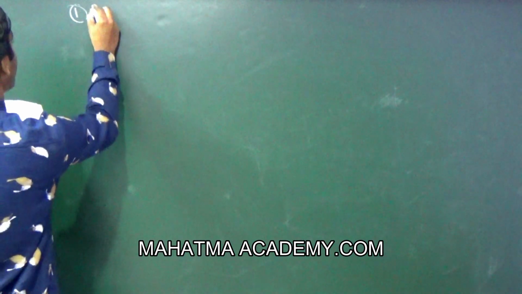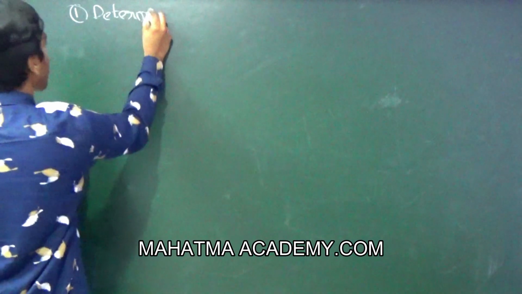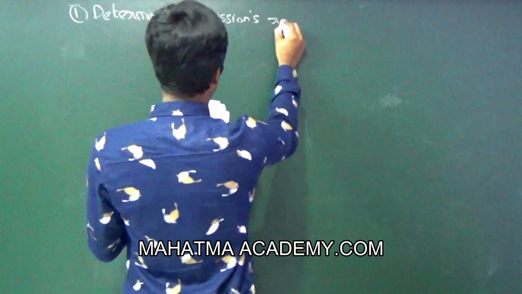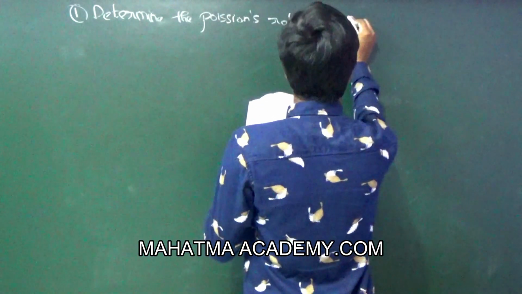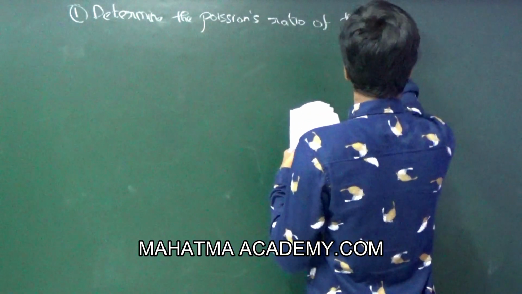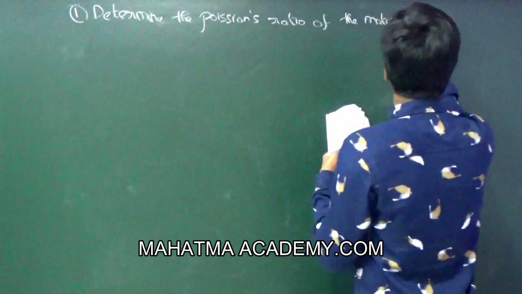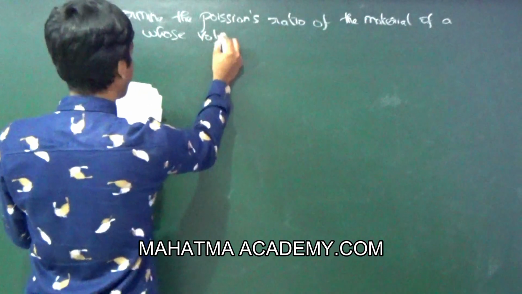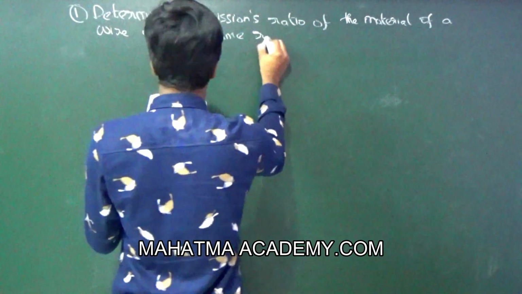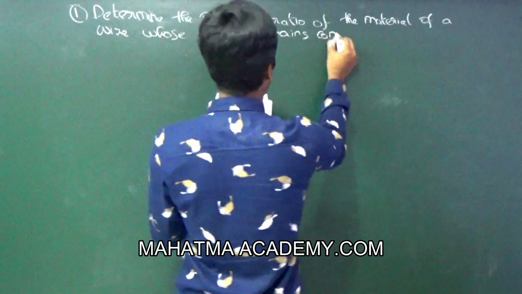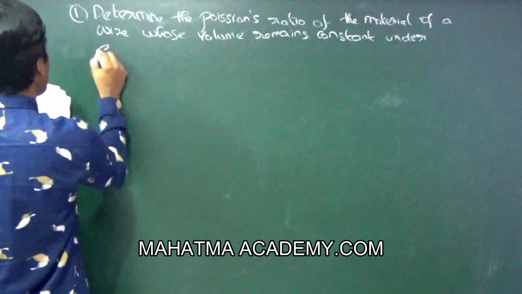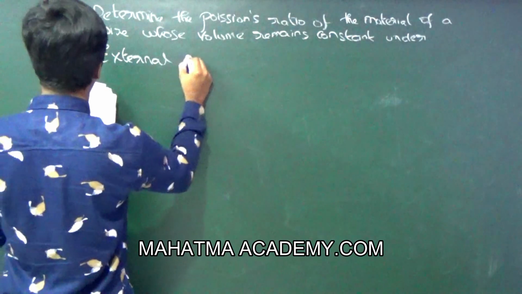Okay. Question 1. Determine the Poisson ratio of the material of a wire whose volume remains constant under external normal stress.